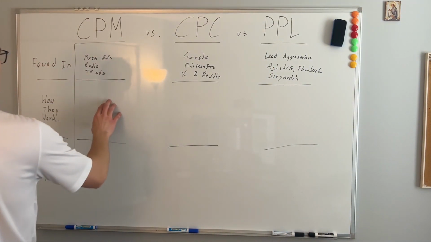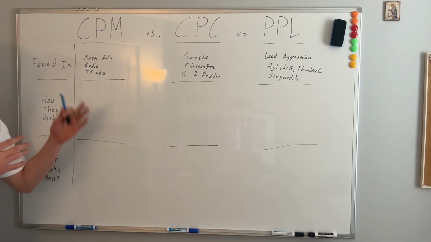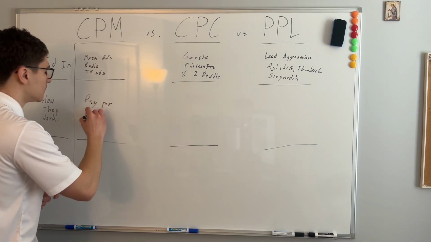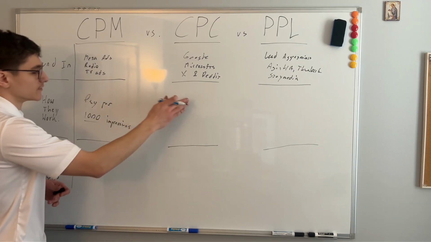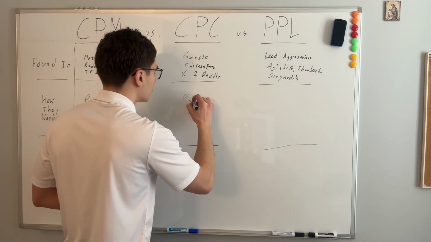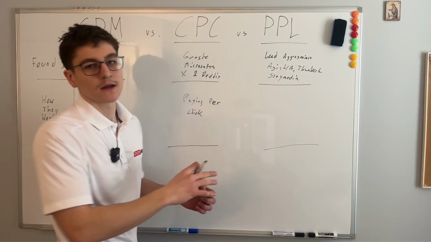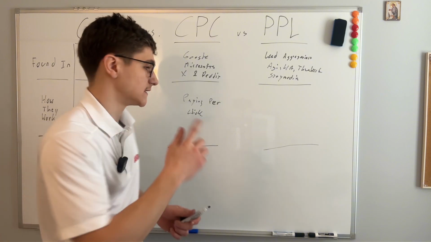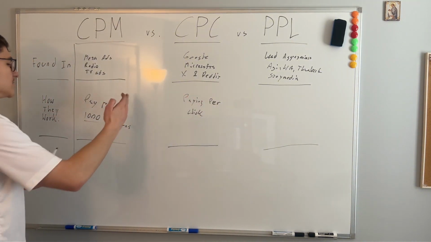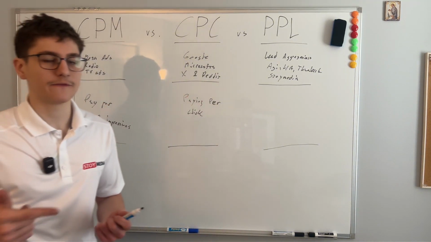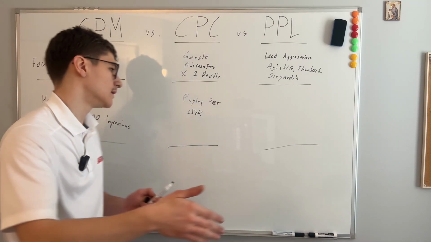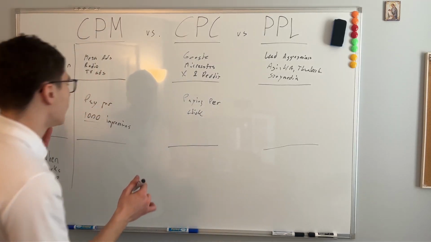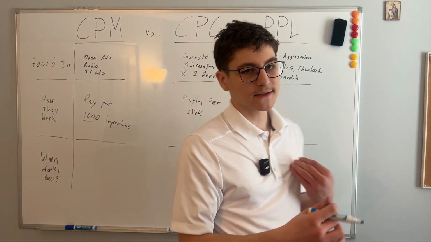But let's talk about how they work. CPM advertising, as I've already talked about, is pay per 1,000 impressions. Now for CPC, it's paying per click. This being, you are paying per person who clicks on the ad, qualified or unqualified. Same thing with all of these really. For CPM, same thing, qualified or unqualified, it's someone just seeing the ad. Same thing with pay per click.